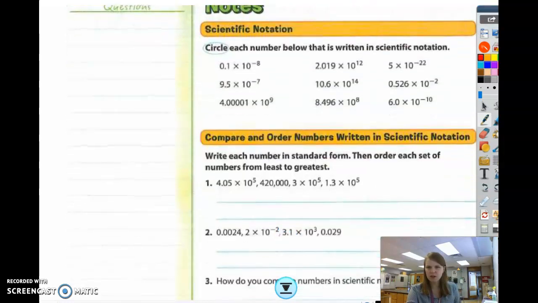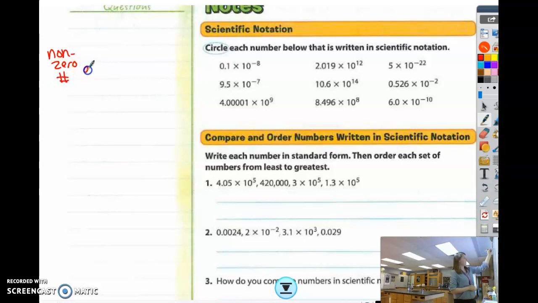So this one's asking us here, I'm going to scroll, circle each number below that is written in scientific notation. So here's our rule for scientific notation. You have to have one digit in front of the decimal. So we're going to say here you have to have a non-zero number, and then the decimal place, and then you can have extra stuff if you want to, but you don't have to. And then it has to be times 10 to a power, okay? So that's scientific notation.